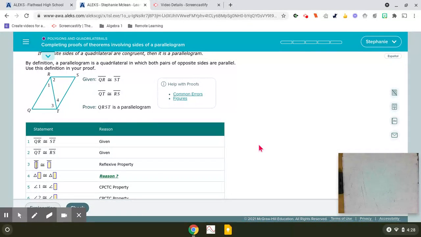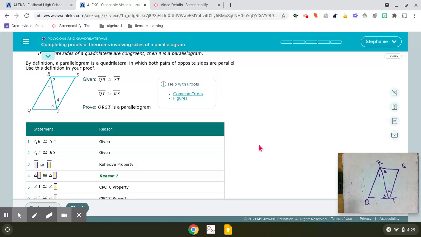All right, so the first thing I'm going to do is redraw this. We're just filling in the blank, so we don't need to know everything. It's not as elaborate as if we were trying to write the proof ourselves. We just need to know the justification behind each part of it. Okay, so R, S, Q, and T.